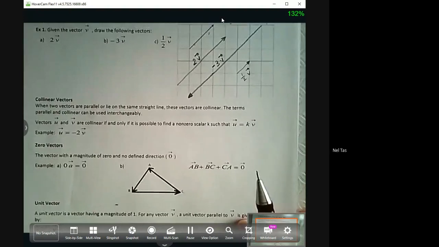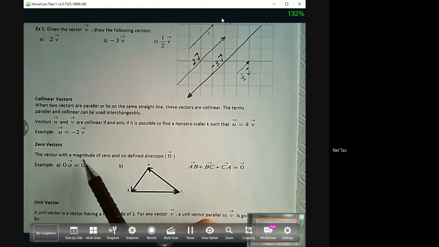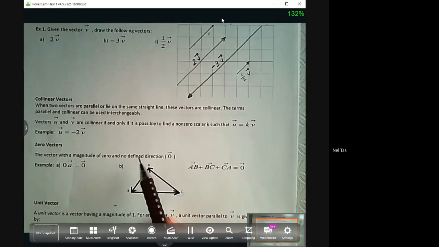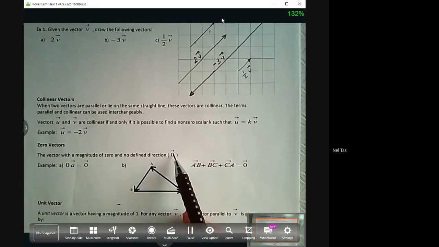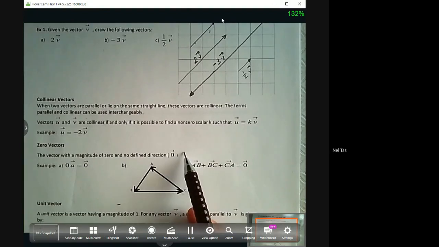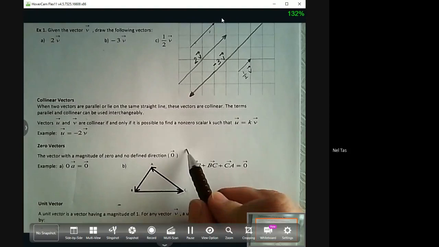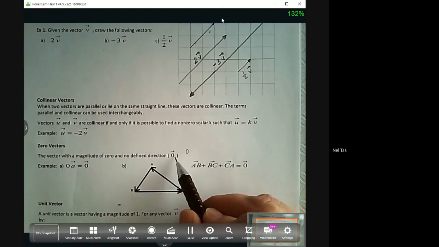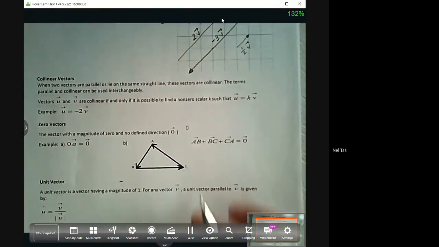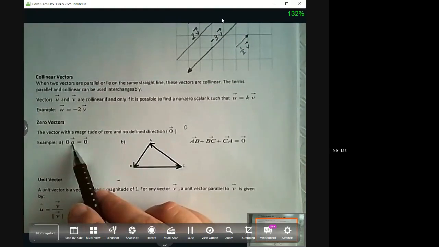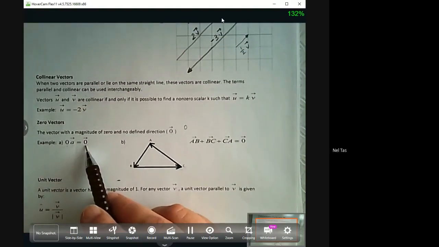So what is a zero vector? It is the vector with a magnitude of 0 and no defined direction. And that's how we show the zero vector. Make sure you have the vector symbol on top of the 0 to represent that it's a zero vector. If you just write 0, this is just a scalar. You have to put this little arrow to show that it is a zero vector. So if you multiply any vector by 0, you don't get 0, but you get a zero vector.